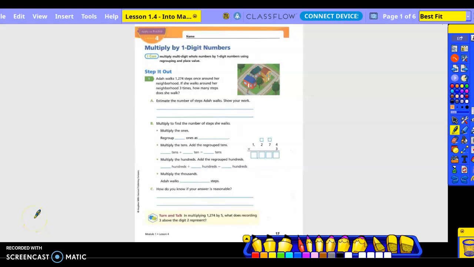Fifth grade into math, lesson 1.4. Multiply by one-digit numbers. I can multiply multi-digit whole numbers by one-digit numbers using regrouping and place value. Step it out. Number 1.